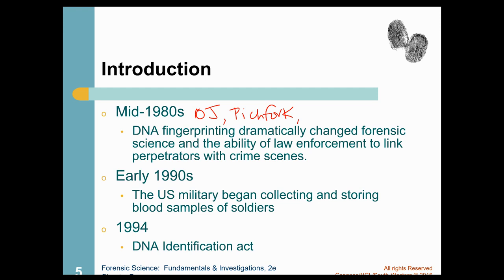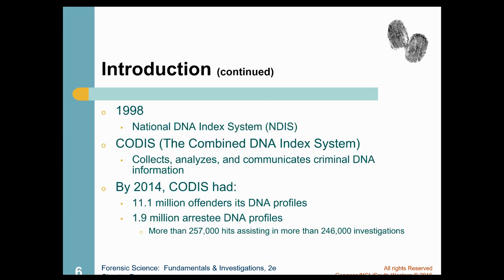And then in the early 90s, the US military began to collect and store blood samples of soldiers. And this is going to be important in identifying soldiers in times of war. And in 1994, we have the DNA Identification Act. All right, so a little brief timeline of DNA.